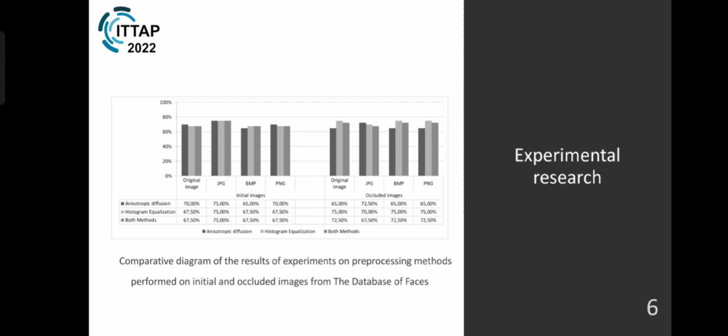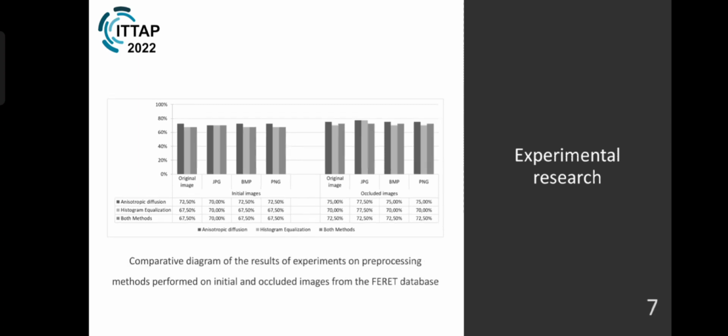After the images were occluded, the identification accuracy rate for the JPG converted images was reduced by 2.5 to 7.5%. On the other hand, results for the BMP and PNG converted images improved by 5 and 7.5% after application of the equalization and the combination of the 2 methods respectively. The current figure depicts the results for the initial and occluded images from the FERET database that were preprocessed with the same methods. From comparing these results, the following conclusion can be made.